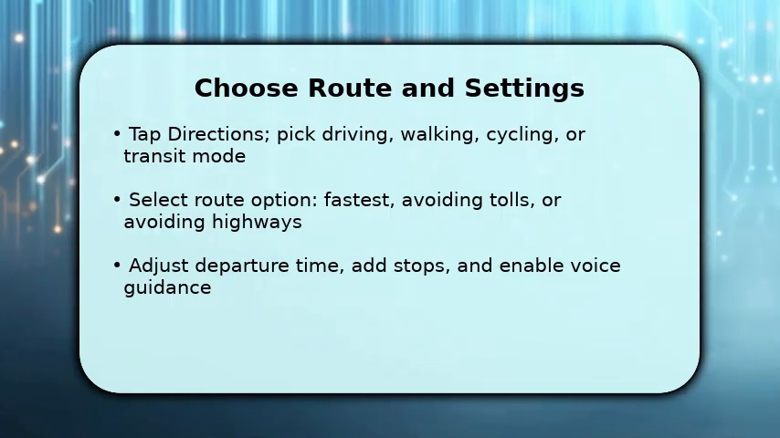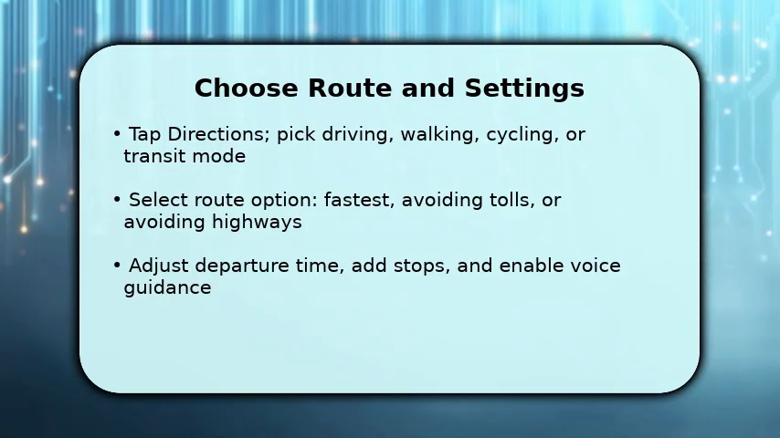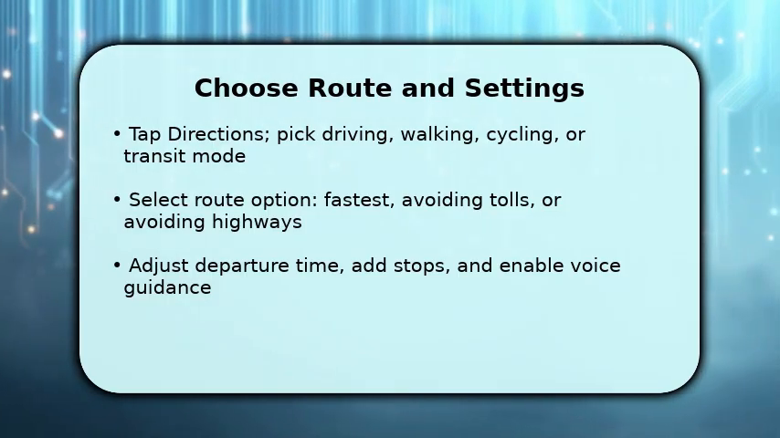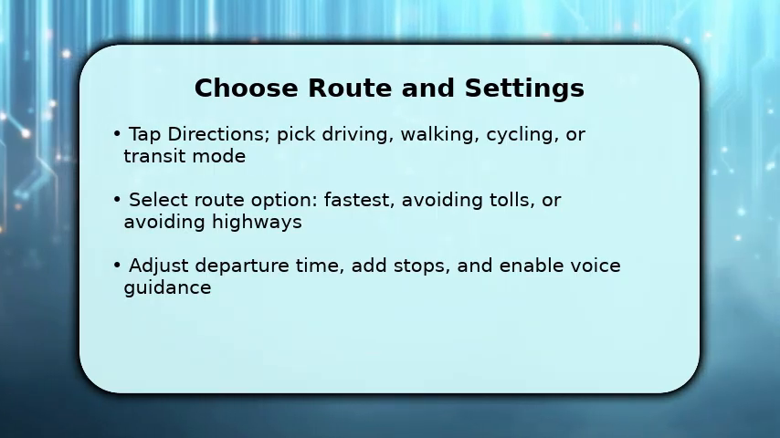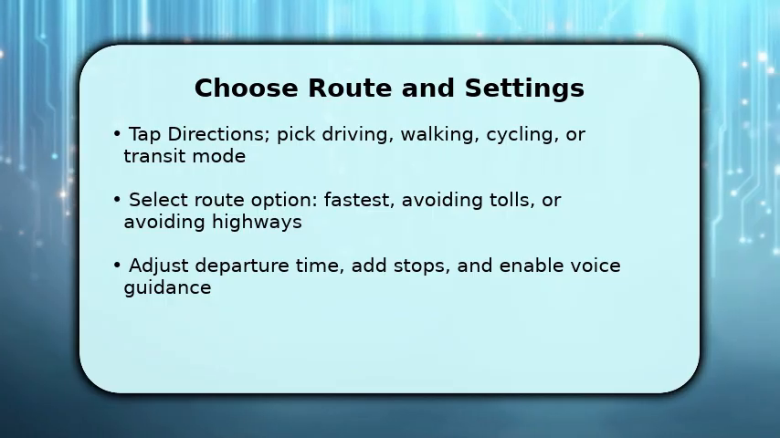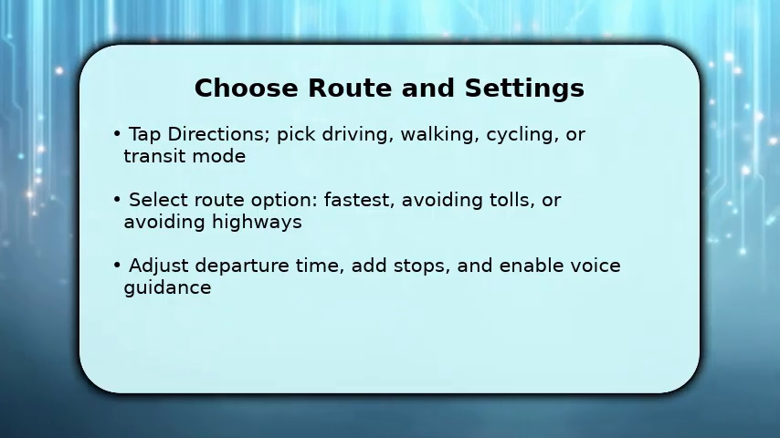Then review the route options Google suggests and pick the one that matches your preferences: fastest, avoiding tolls, or avoiding highways. Once you choose a route, tap the three dots or route options to set departure or arrival time, add intermediate stops, and enable voice guidance.